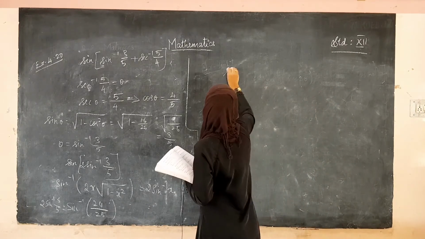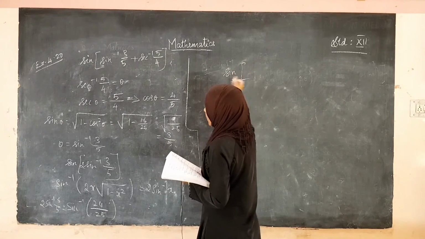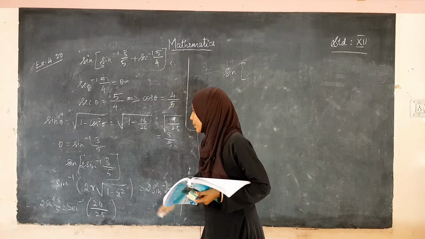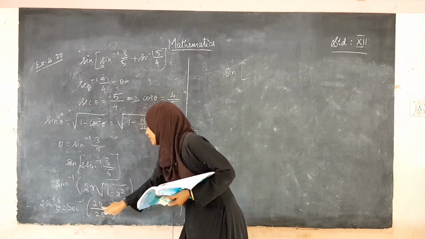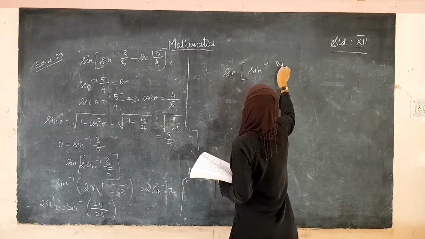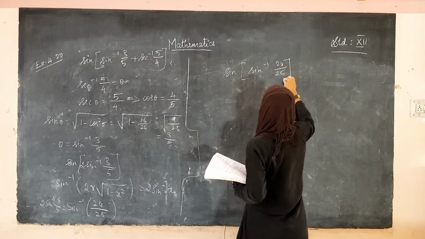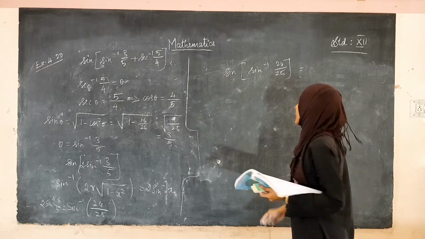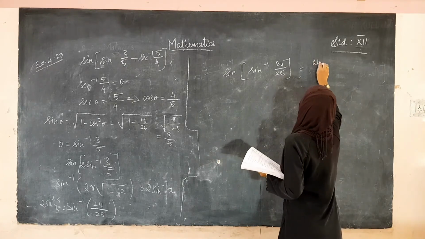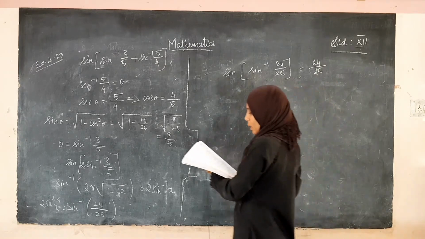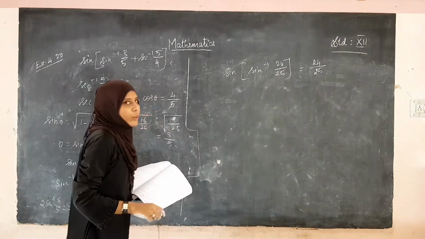The question is sin of sin inverse of... We attained sin of 2 into sin inverse of 3 divided by 5. That can be written as sin of sin inverse of 24 divided by 25. So, by using the property sin of sin inverse of x is equal to x, we can take this value as 24 divided by 25.